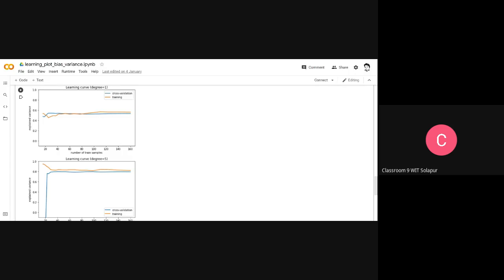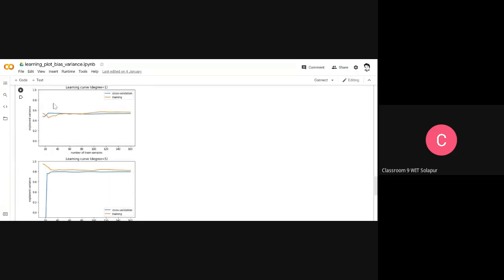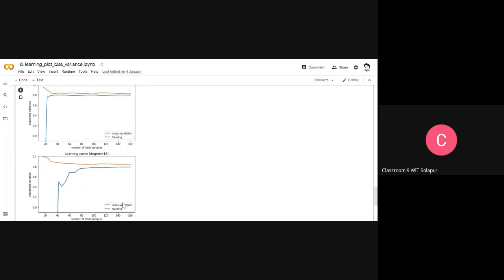Okay, so you can see how they are working. At the same time, when I increase the sample to 5, you can see the difference is still there. So at a point it converged. If you increase the points, at some point it will converge. And this is 15, you can see the difference here.